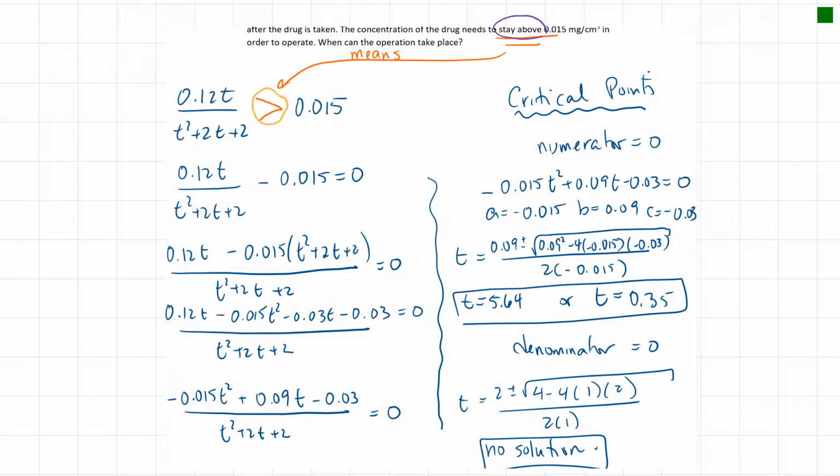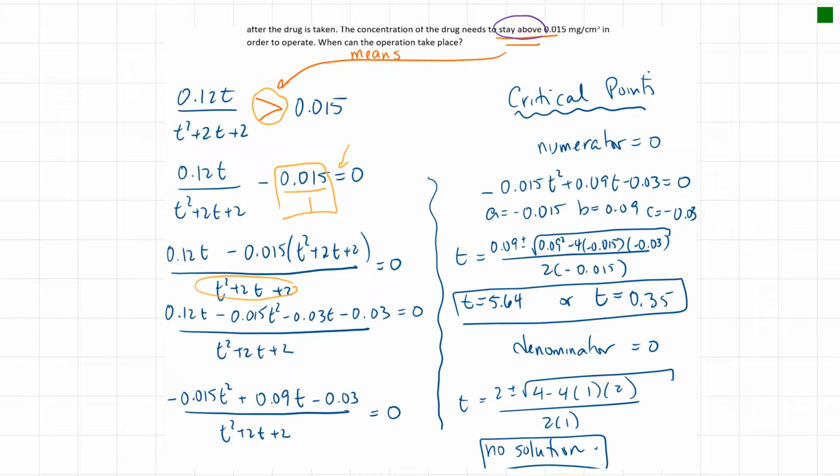And then I'm going to have to move over the 0.15 to find the critical points. So make it an equal sign and the subtraction. Next step is to find a common denominator, and the common denominator, since this is over 1, is t squared plus 2t, which means I need to multiply this fraction by t squared plus 2t plus 2.